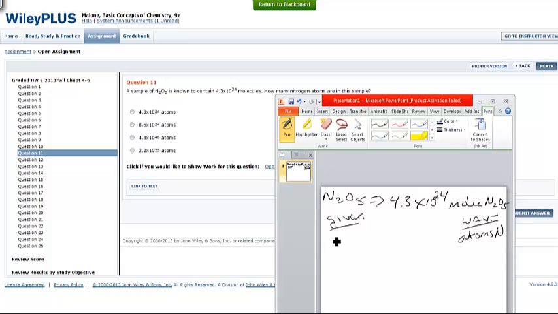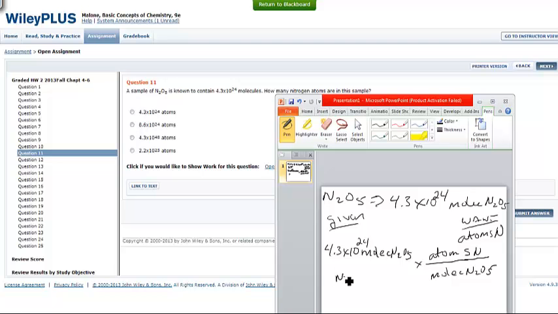of N. And I'm given 4.3 times 10 to the 24th, and that is molecules N2O5. So I'm going to multiply so that I put molecules N2O5 on the bottom, and I'll put atoms of N on top. And let's just look at a representation of this.